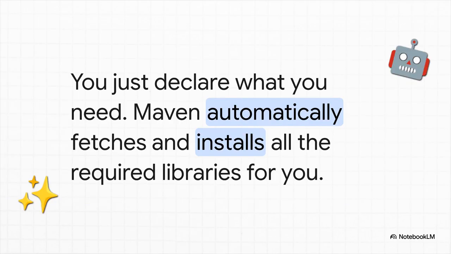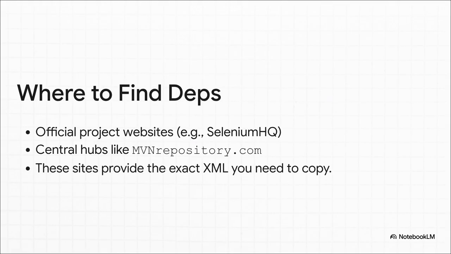And the second you hit save, that's when the magic happens. Maven reads that file, sees the new dependency, and it just handles everything. It goes out, finds the correct version, downloads it, downloads anything that library depends on, and makes it all available to your project instantly. So where do you find that little XML snippet? Well, you can usually get it from the library's official website, like Selenium HQ. Or, even better, you can just go to a central repository, like mvnrepository.com.